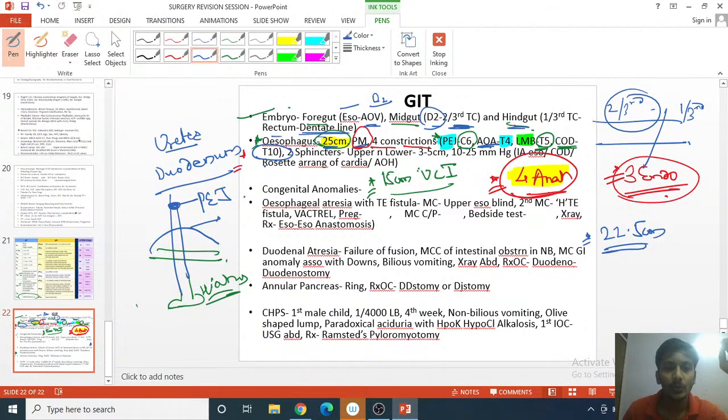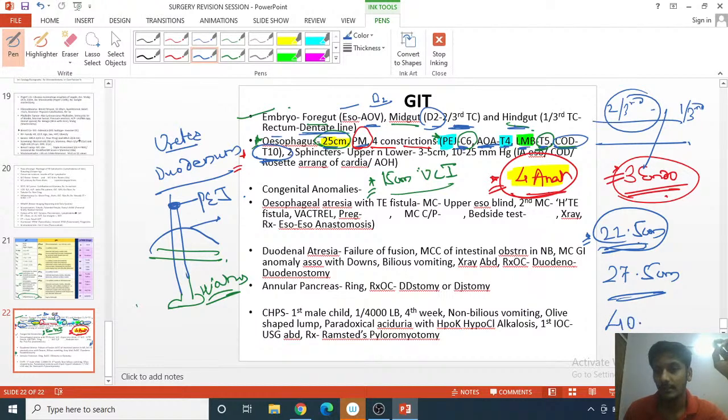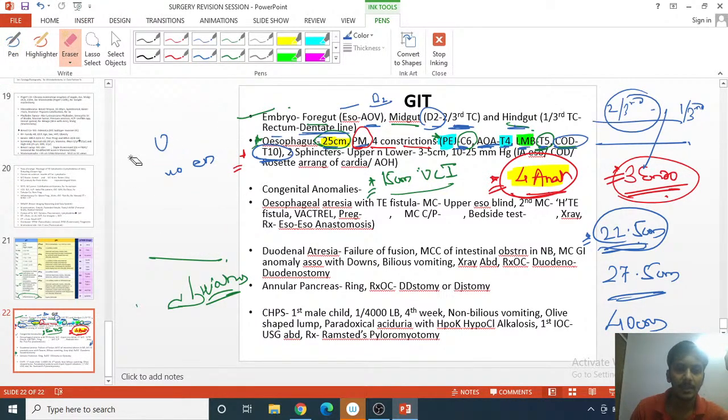Yes, Voice of America. So V goes for vena cava, which is at T8. Then the esophagus goes at T10, and lastly the aorta goes at T12. Well done. So remember the 4 constrictions of the esophagus. First at the pharyngoesophageal junction, which is at the C6 level. Second, arc of aorta at T4 level, which is 22.5 centimeters from the upper central incisors. Third is at the crossing of the left main bronchus at T5 level or 27.5 centimeters from the upper central incisors, and lastly the crus of diaphragm at T10 level, which is 40 centimeters from the upper central incisors. Okay, please remember this.